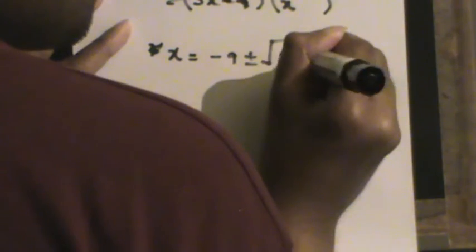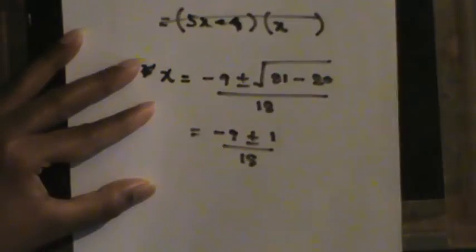x is equal to minus 9 plus or minus the square root of b squared, which is 9 squared, 81, minus 4 times 4 times 5, which is 16 times 5, which is 80, so 1, divided by 2 times 9, which is 18. So that will be minus 9 plus or minus 1 divided by 18, right?